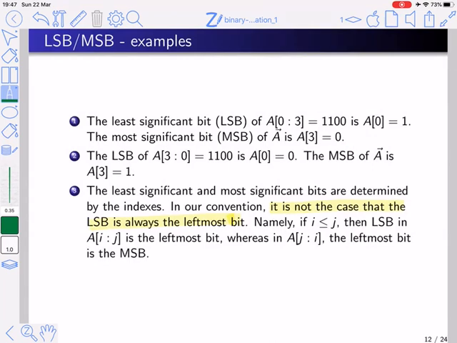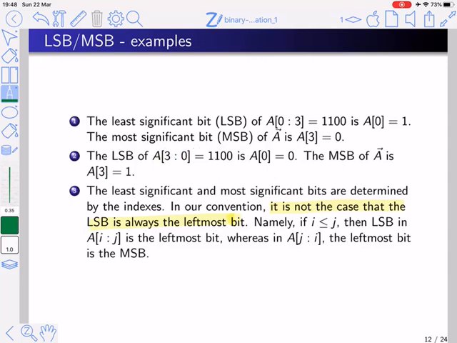Okay, some examples. If I write A from 0 to 3 equals 1100, then the least significant bit is A0 equals 1. So A0 equals 1. The most significant bit is A3. A3 here equals 0. So we write the most significant bit is 0. If I take the least significant bit of A from 3 to 0, it is A0, and it will be 0. And the most significant of A is A3, and here A3 is the 1.